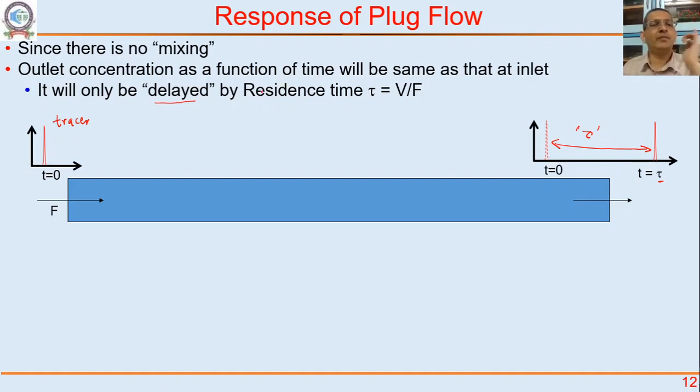Delay, that word is coming from dynamics, process control, process response of different equipment, right? Transient response. So that's why it is called delayed. Okay, but it's not delayed as such. It is just coming out at a different time, tau.